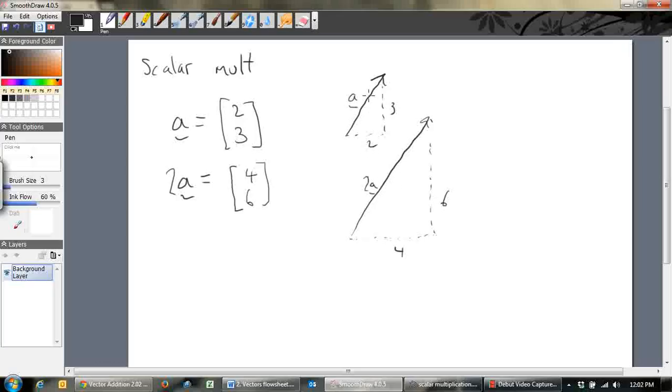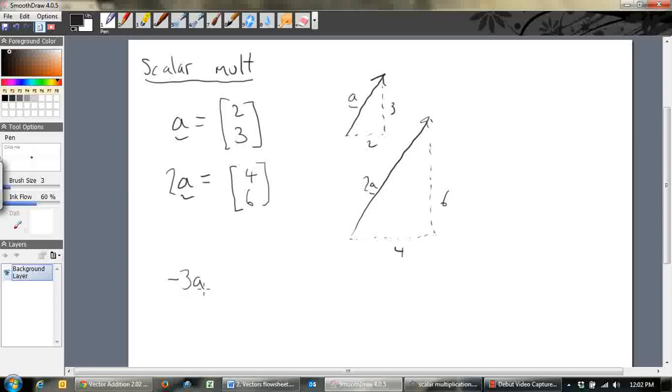So what has it done? What has multiplying by a scalar done to our vector A? Well, in other words, it's left the direction exactly the same, but it's multiplied the magnitude by 2. And so that's the effect of multiplying a vector by a scalar. The only time the direction changes is if you multiply it by a negative number.